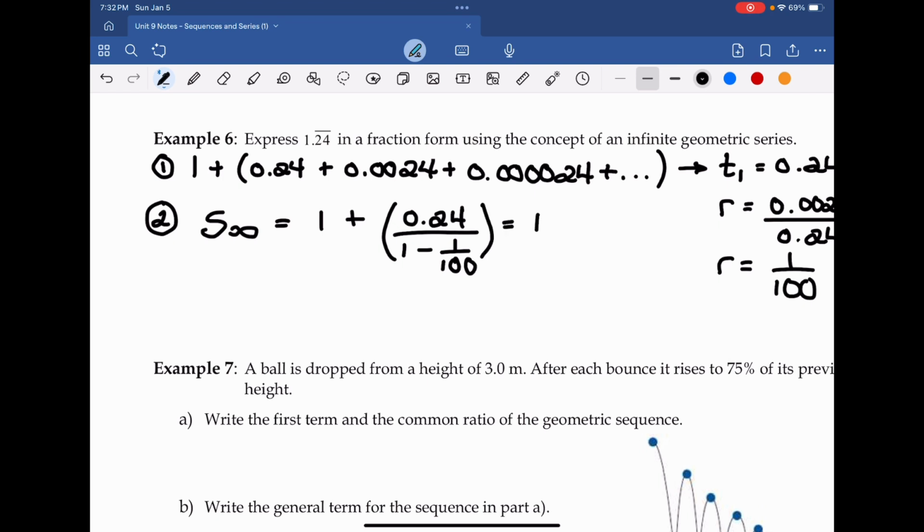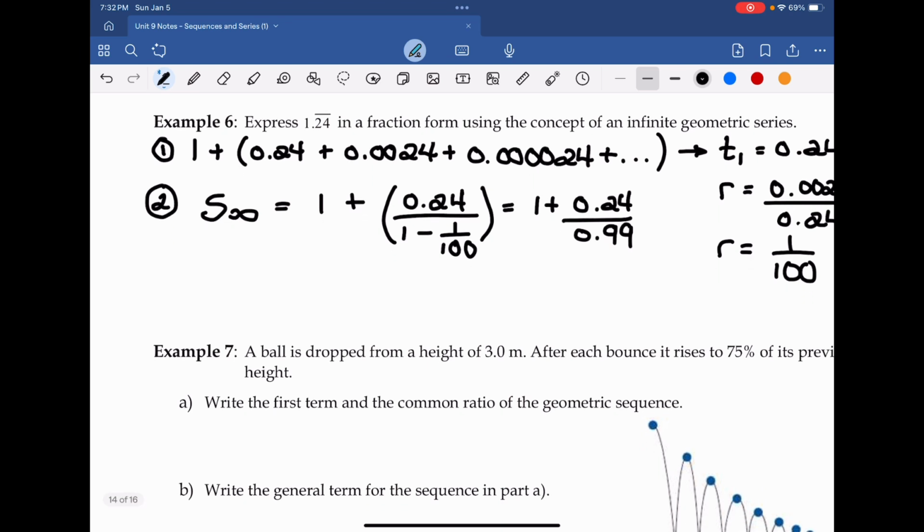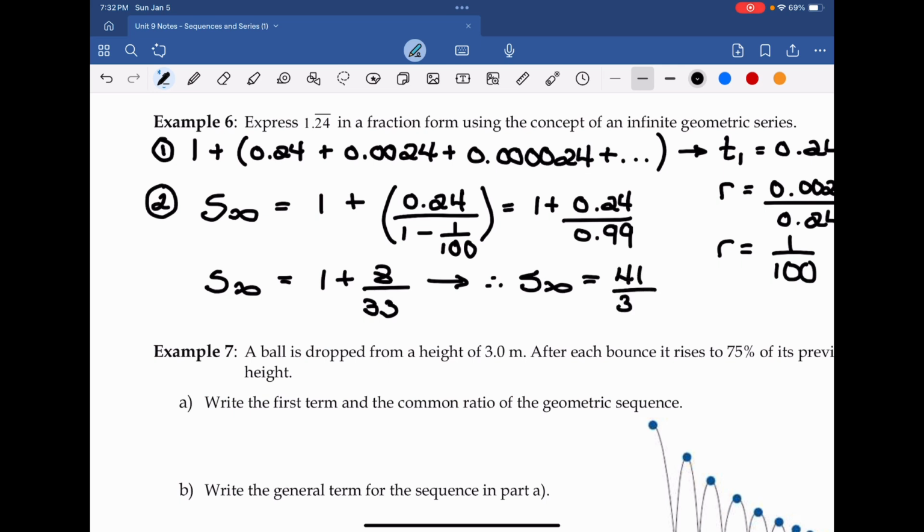Now, this is going to be equal to 1 plus 0.24 divided by 0.99, because 1 over 100 is 0.01. And then from here, this is going to give us that S infinity is equal to 1 plus. If I do the fraction form of this 0.24 over 0.99, it's 8 over 33, therefore giving us that, and I'll use an arrow over here, therefore the infinite sum for this one is going to be equal to, if we add 1 and 8 over 33 together, this is 41 over 33.